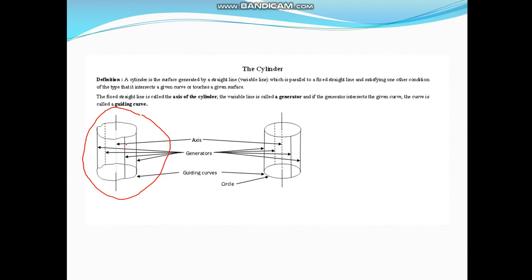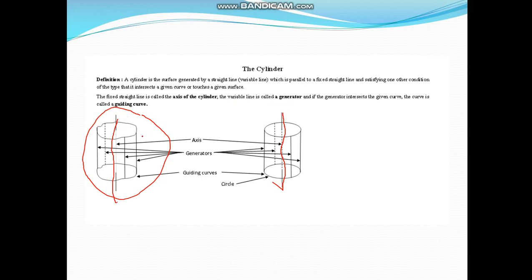But suppose this given curve, that is also called the guiding curve, is a circle, then this cylinder is called a right circular cylinder. Now see here, the fixed straight line is called the axis of the cylinder. So this line is the axis here in both figures.